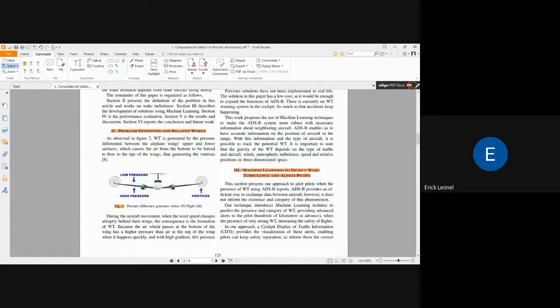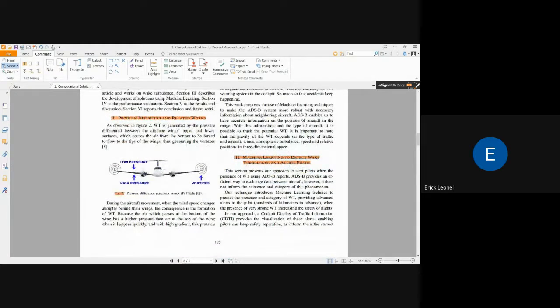On the other hand, wake turbulence is a disturbance in the atmosphere observed behind an aircraft as it moves through the air, as we see here in figure two. It is generated by the pressure differential between the airplane's wings, upper and lower surfaces, which causes the air from the bottom to be forced to flow to the tips of the wings to generate an intense vortex.